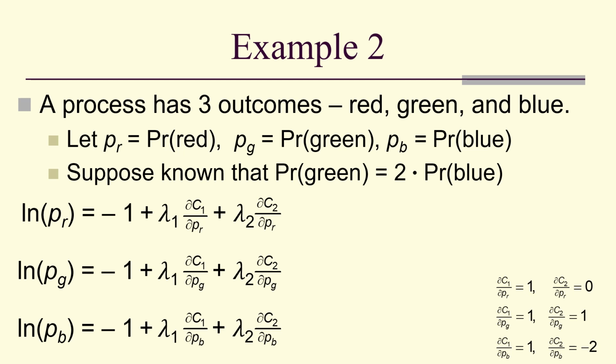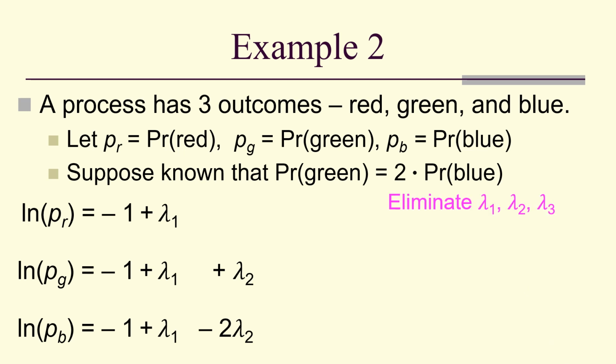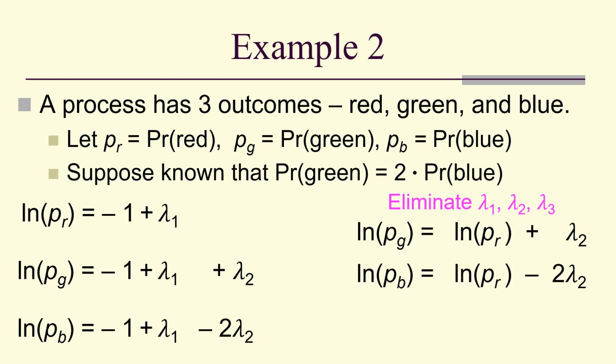Now we can use the values of our partial derivatives. So notice that in the first one we've got 1 and 0 for our partials, and that just gives us that. In the second, both partials are 1. And in the third, the first one's 1 and the last one is -2. So notice that we've got -1 plus lambda 1 in all three. And we're going to use that as our first step in eliminating our Lagrange multipliers. So the natural log of p sub g is the natural log of p sub r plus lambda 2. That comes from that -1 plus lambda 1 common to both. And similarly for the p sub b.